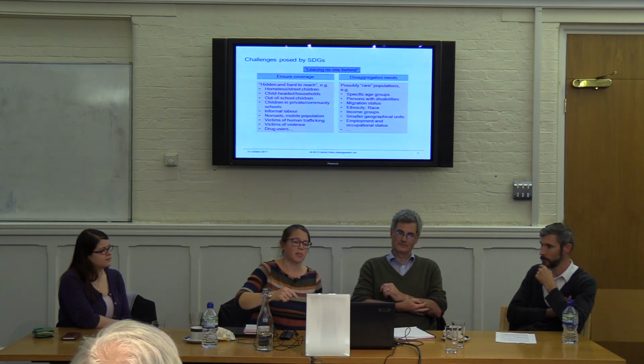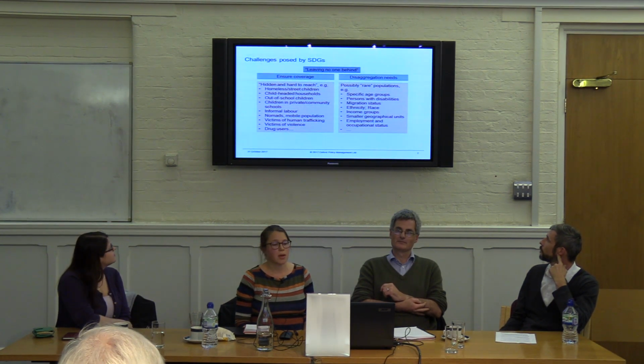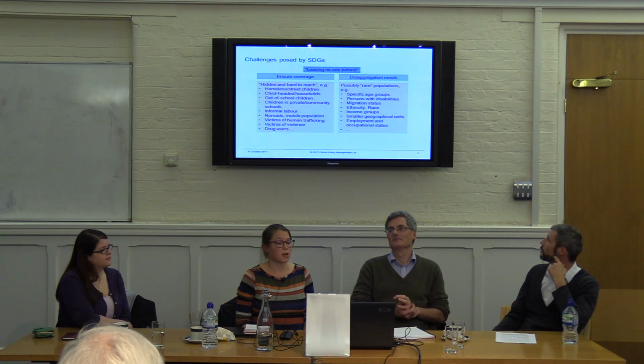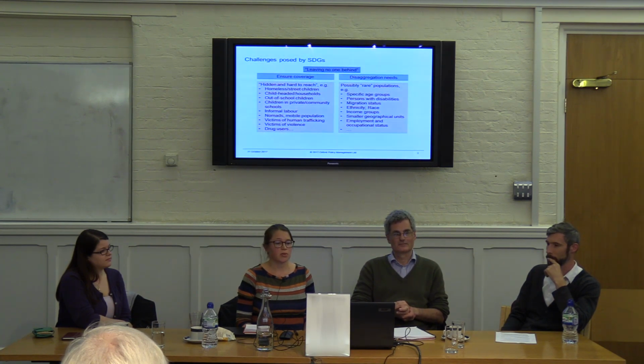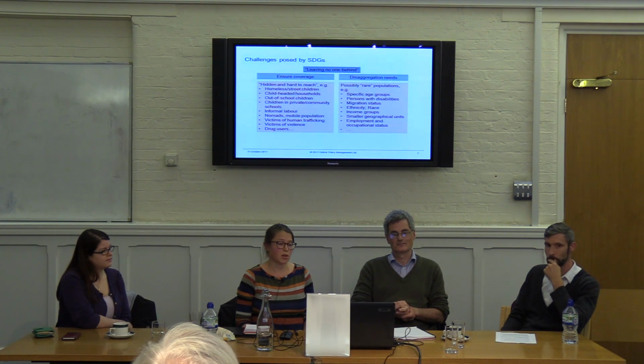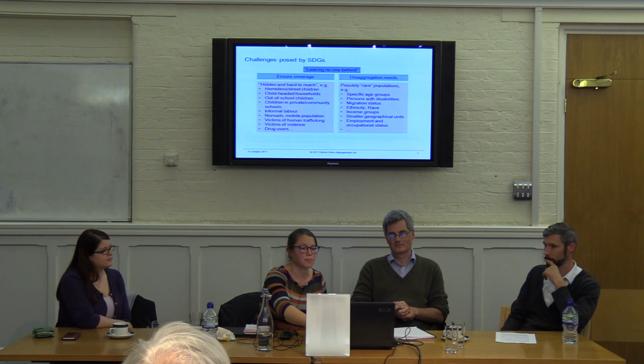And then at the same time, it means that we have disaggregation needs, because the SDGs also want countries to not only give us averages, but actually show us what's happening among potentially quite rare populations. So looking at specific age groups, persons with disabilities, migration status, ethnicity and race, which just from asking about it might pose quite different types of problems. Looking at different income groups and also looking at smaller geographical units and employment and occupation status.